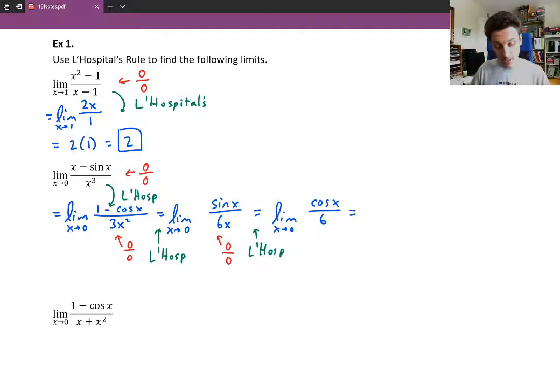But that's okay, because we can just plug in 0 and we get cosine 0, which is 1 on the top. We get 6 on the bottom.